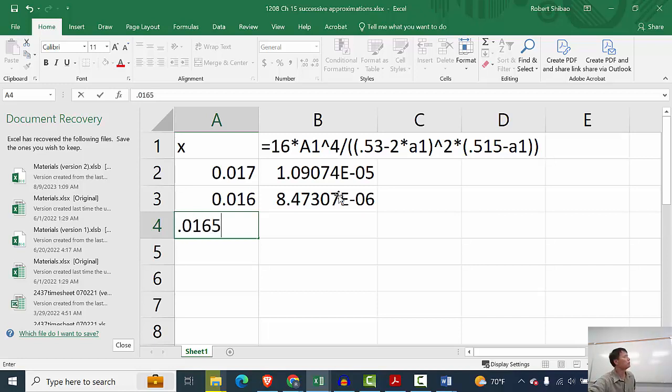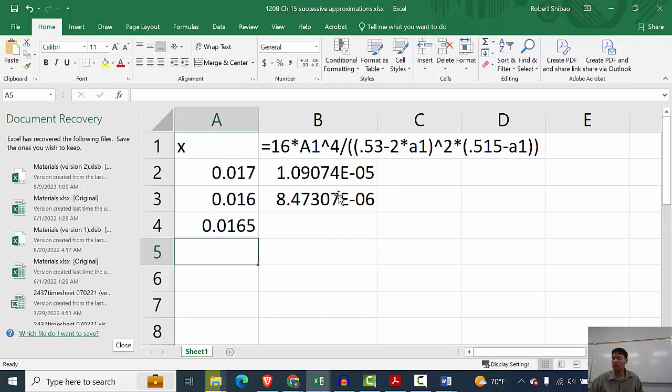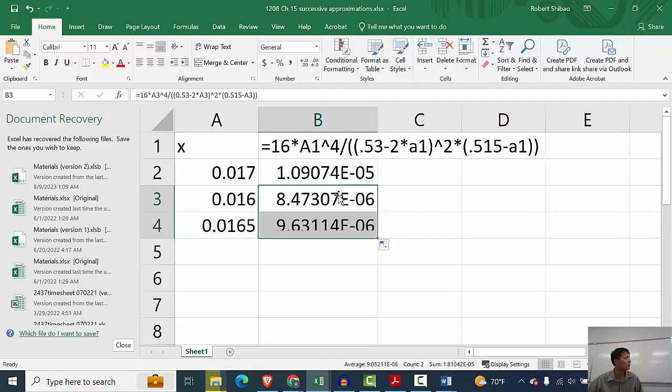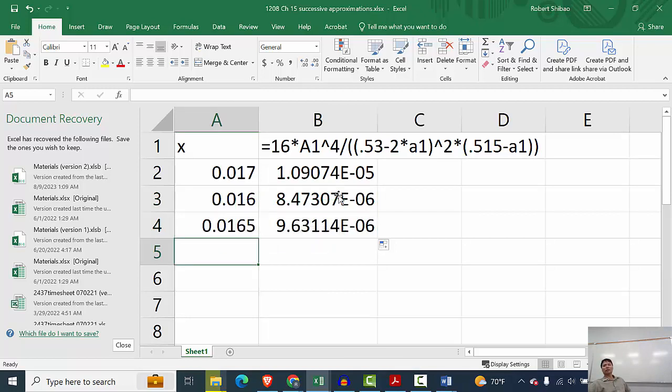0.0165? Okay, let's try that. If I do 0.0165, then what is my k? 9.63. We're getting closer. I mean, it's 9.14, right? So what's your next x going to be? We're a little bit too big. So we went too small, and now we're too big. So what should your next x be? Just a little bit too big. Yeah, let's try that.